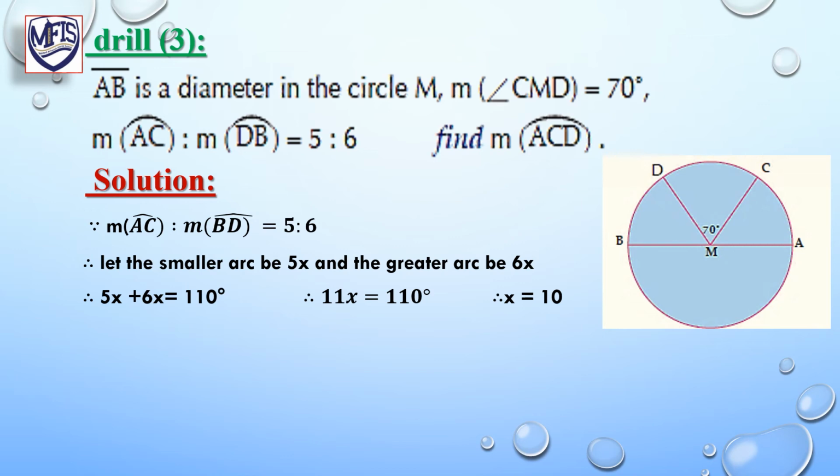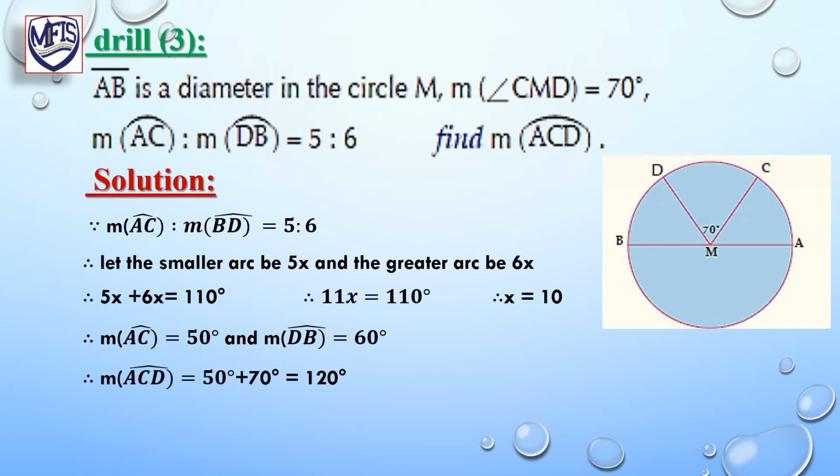Therefore, the smaller arc AC equals 50 and measure arc DB equals 60. So now I can find the measure arc ACD. 50 plus 70 equals 120.